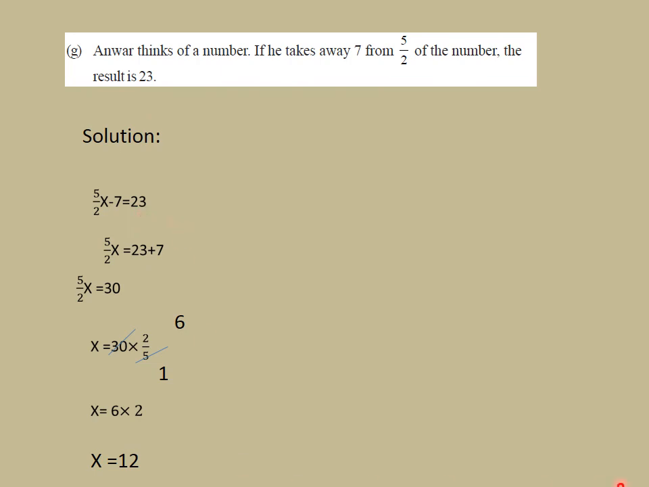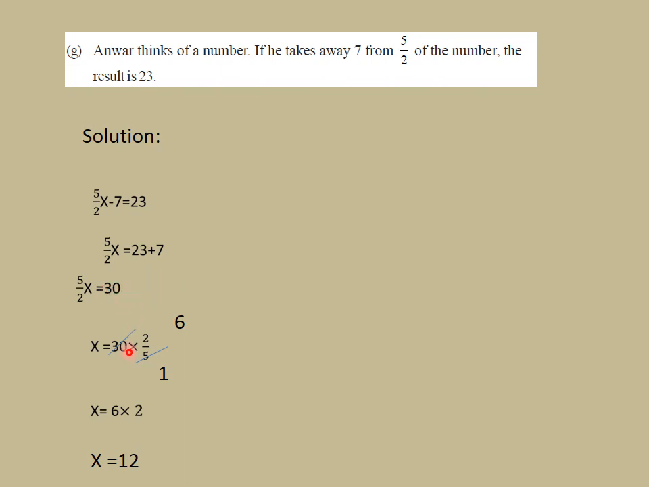So what shall we do? First step, you take minus 7 to the right hand side, it becomes plus 7. 23 plus 7 is 30. And 5 by 2 into x is left on the left hand side. But 5 by 2, what is it doing with x? It is multiplying. 5 by 2 is multiplying with x. So on the right hand side it has to divide. 30 upon 5 by 2.